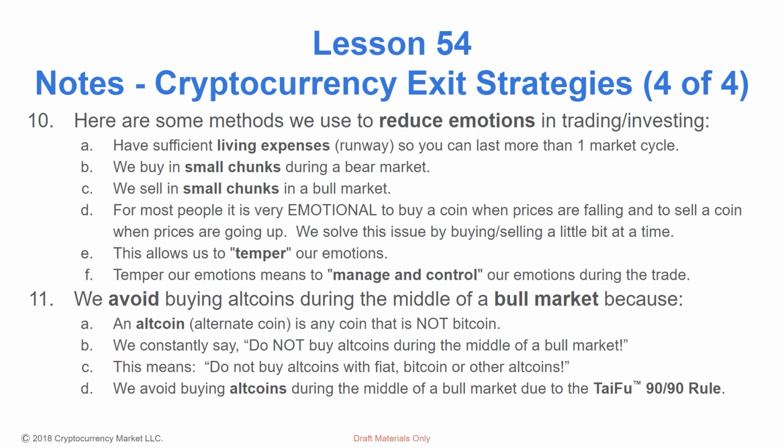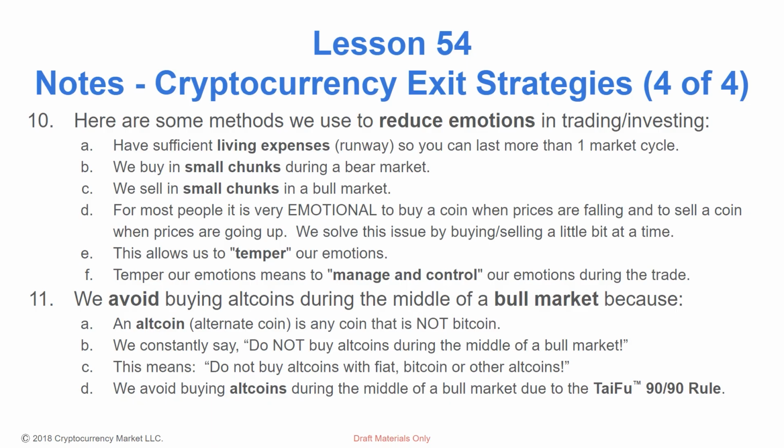We avoid buying altcoins in the middle of a bull market. An altcoin is short for alternate coin, and it is any coin that is not Bitcoin. Now, some people would ask me, is Ethereum an altcoin? And I'm like, why are you asking me that? I just told you that an altcoin is any coin that's not Bitcoin. Is Ethereum a Bitcoin? No, it's not. Well, then it's an altcoin.